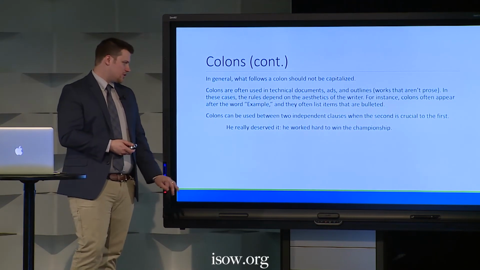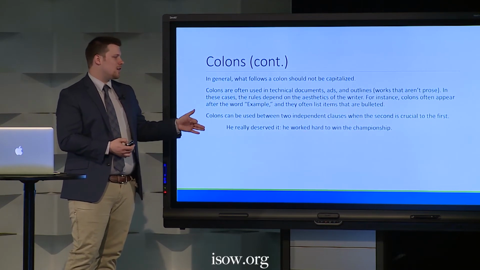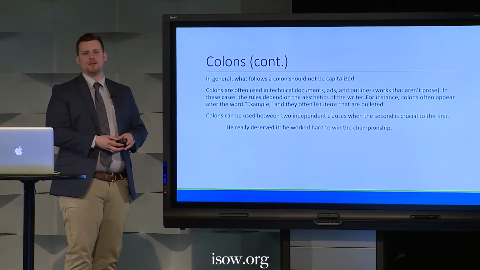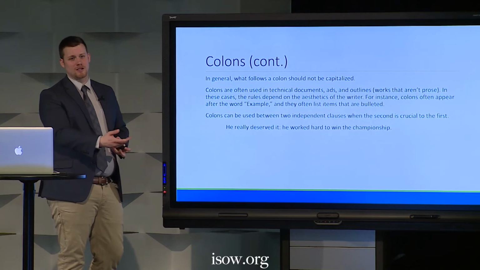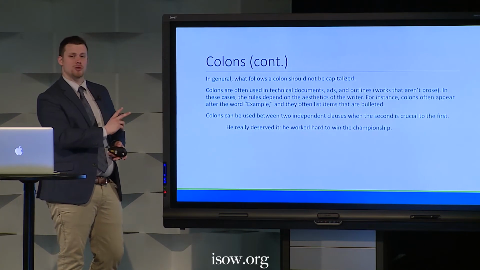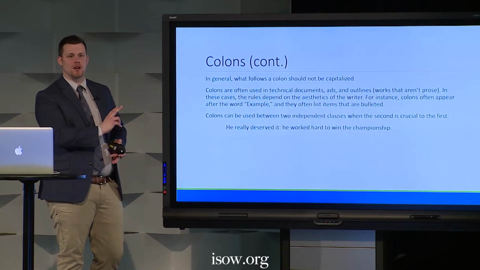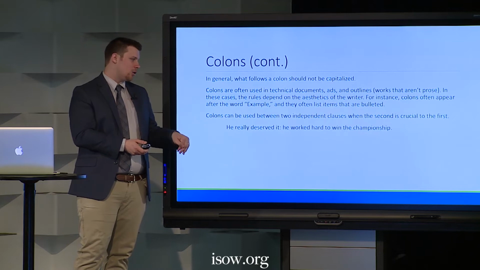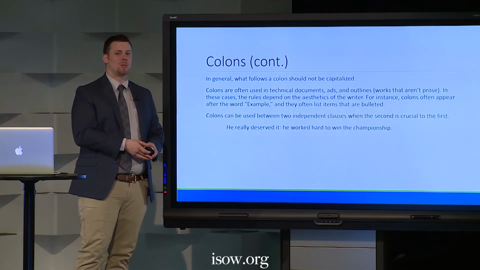So colons can be used also between two independent clauses when the second is crucial to the first. So this is another way to work around a comma splice. One independent clause is crucial to the first, but there's still independent clauses that would work on their own. So he really deserved it, colon, he worked hard to win that championship.